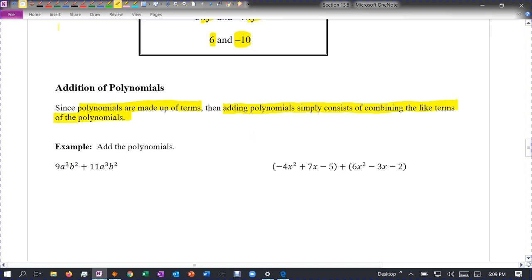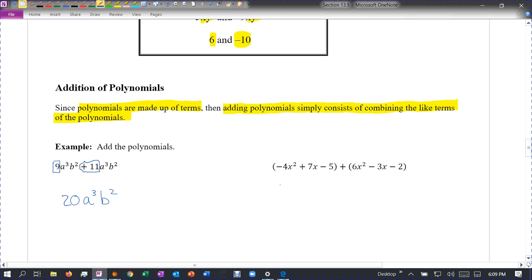So let's take a look at this first one. If we have these two added together, are they like terms? Do they both have a cubed? Yes. Do they both have b squared? Yes. Okay, so those are like terms, but how do we add them? Well, all you do to add like terms together is just add the coefficients. So I'm going to do 9 plus 11, which is 20, and then I just put the variables. I don't do anything else to the variables, just leave them, a cubed, b squared.